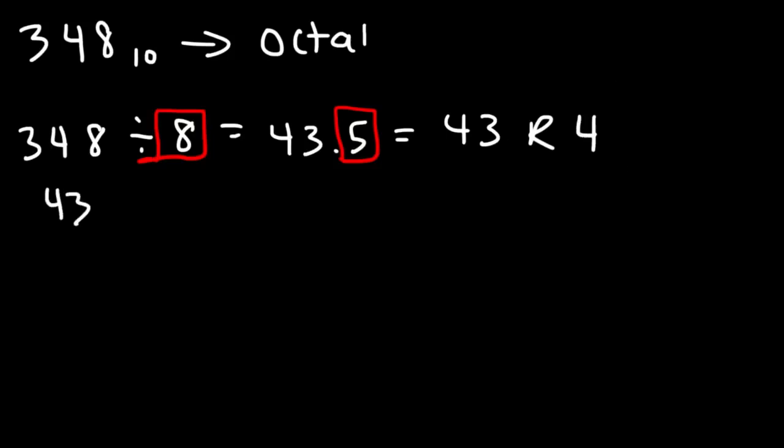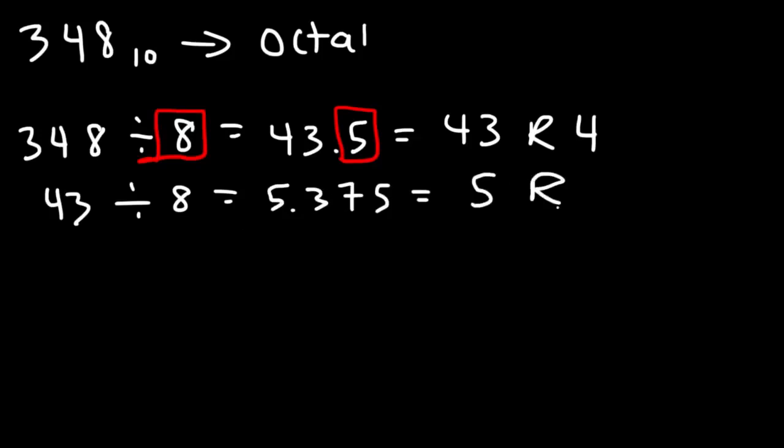Next, take 43 and divide it by 8. And this will give you 5.375. So it's 5 remainder, and then multiply the 8 by 0.375. 8 times 0.375, that will give you 3. Next, take the 5 and divide it by 8.